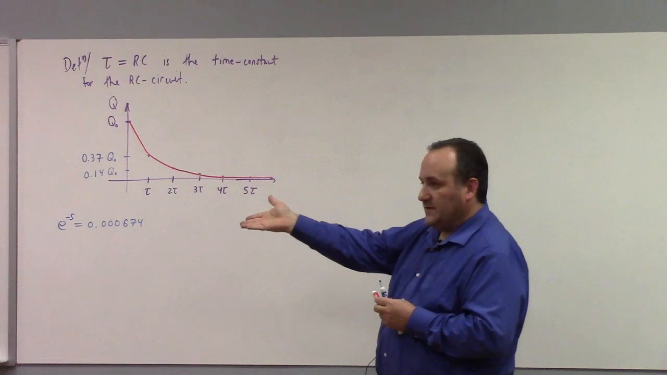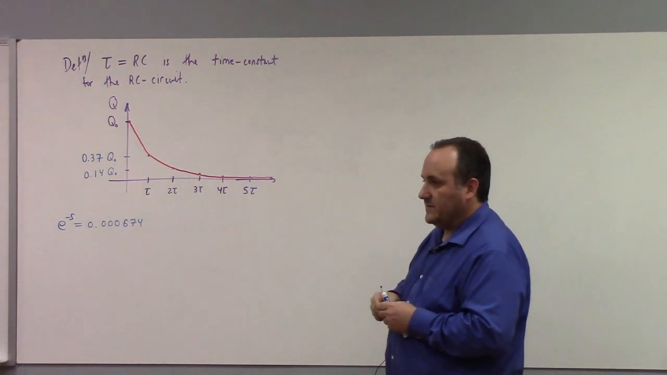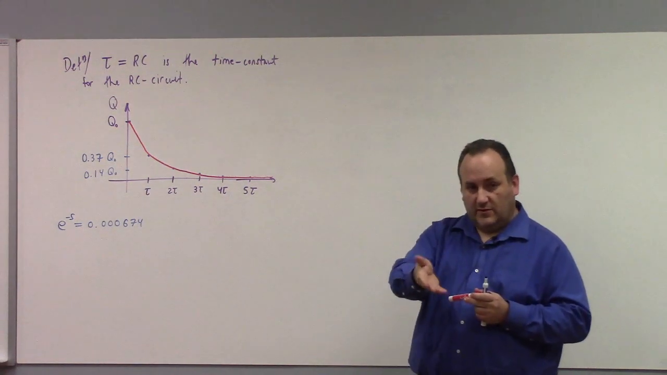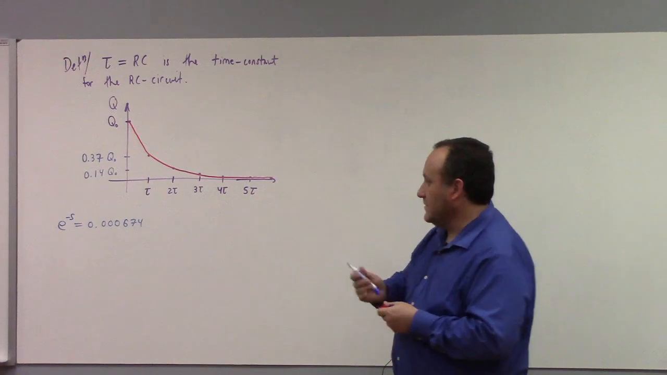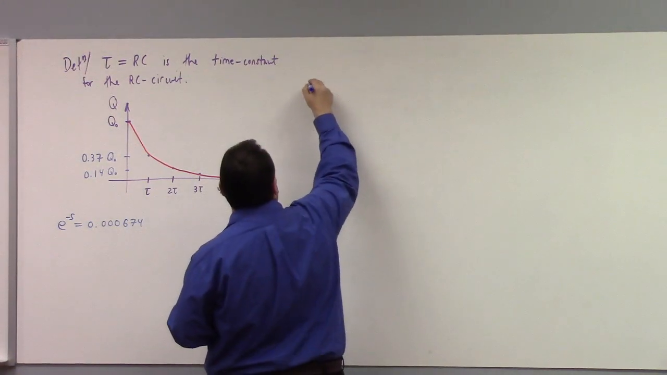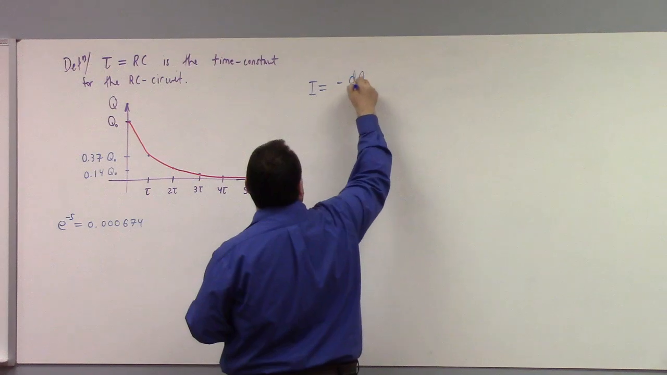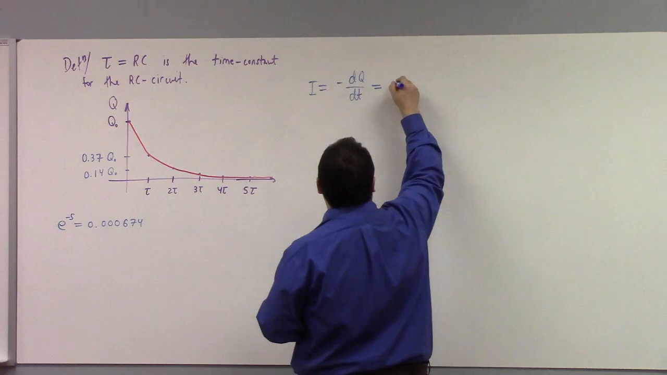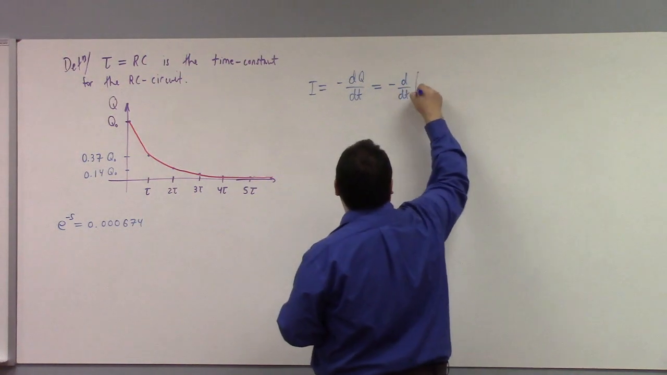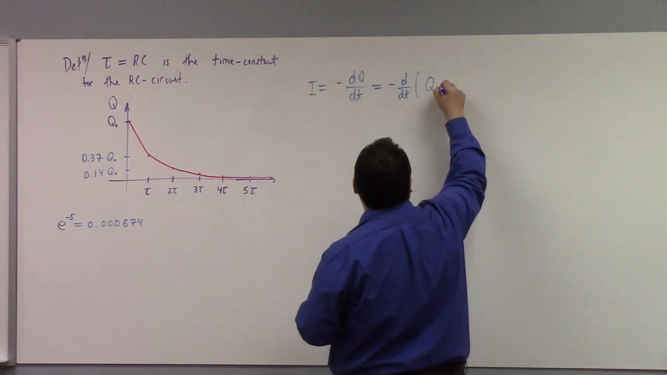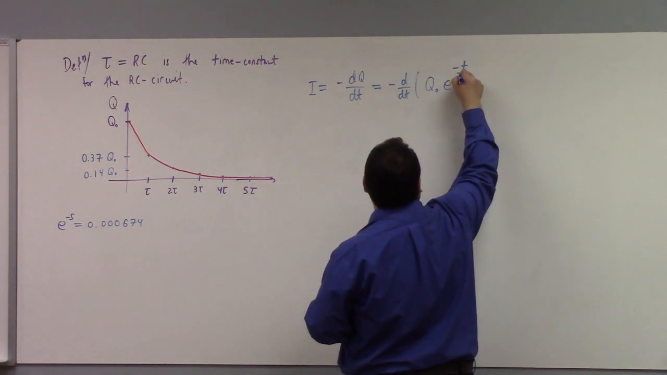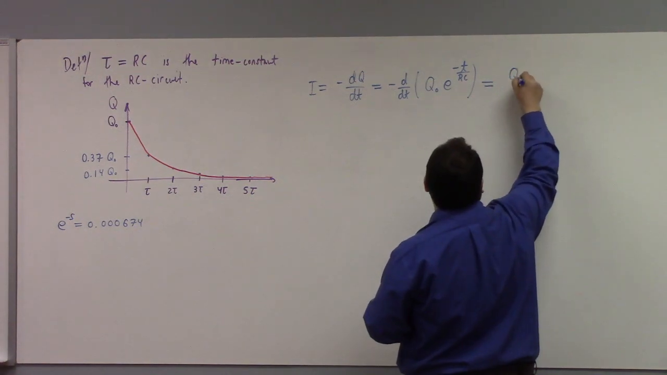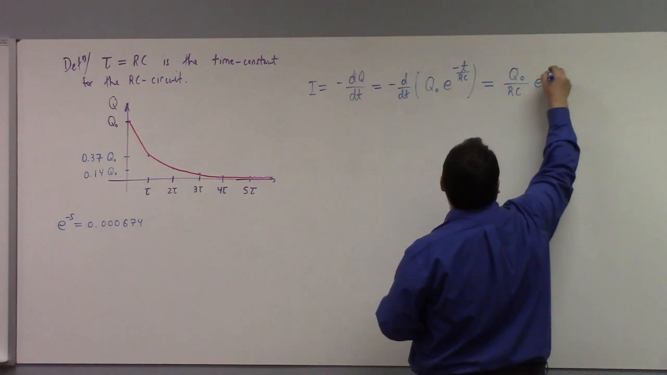So there it is. That's the formula for the charge on a discharging capacitor. Question. So the current was constant, right? Is the current constant? What's the current? Let's work it out. What's the current then in this situation? Minus dq dt, right? Which is what? Minus d/dt of q naught e to the minus t over RC, which when we differentiate, what do we get? Q over C exponential negative t over RC.